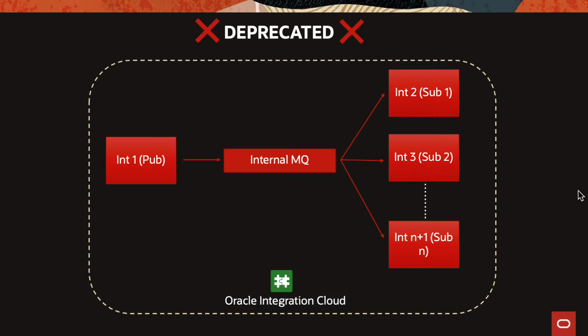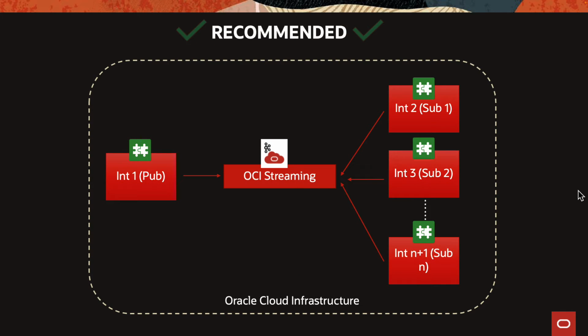The way these worked were you would create an integration that would publish a message into the internal message queue. And the way this would work was the subscribers would then pull the messaging service and then get the messages out and do their task. But this has been deprecated. So let's look at the recommended approach now.